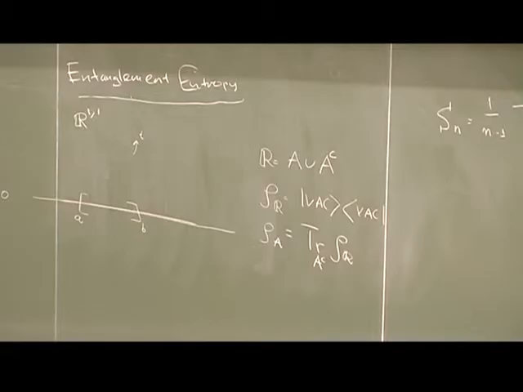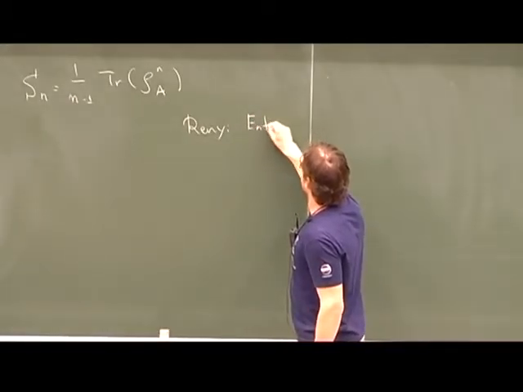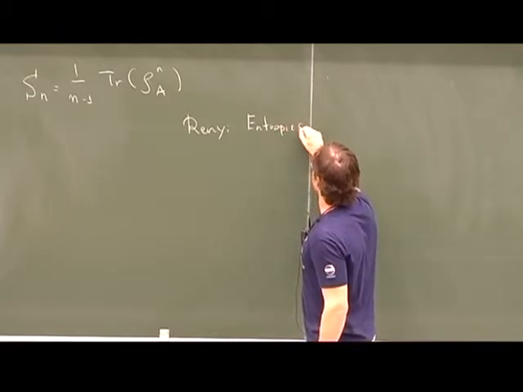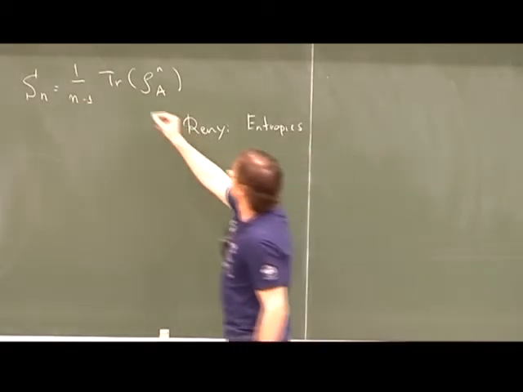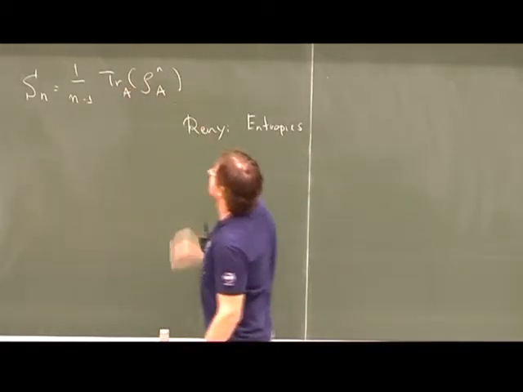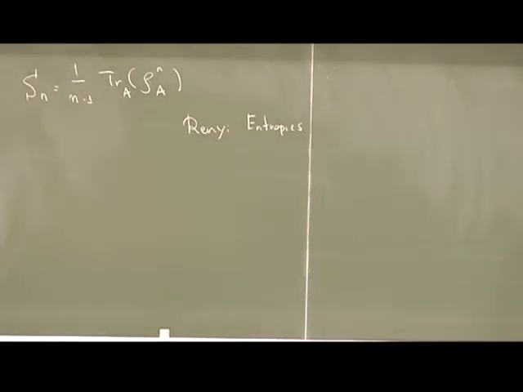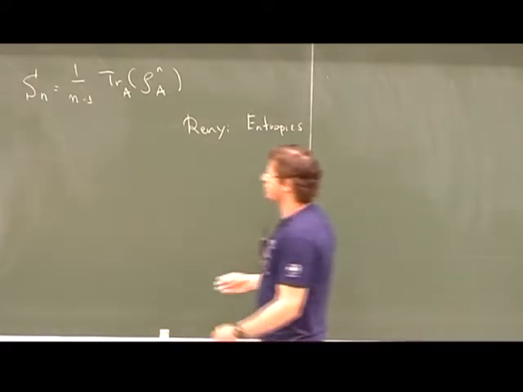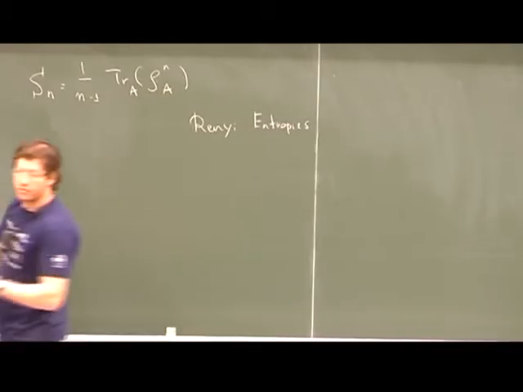These are called the Rényi entropies. One takes the density matrix and traces it over A with some power n and divides by n minus 1. This is some class of numbers that you get by taking the density matrix over this region A, which can be an interval or it can be more complicated, and you just trace it to some power.